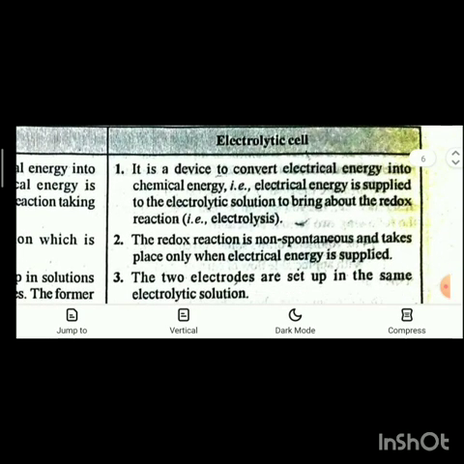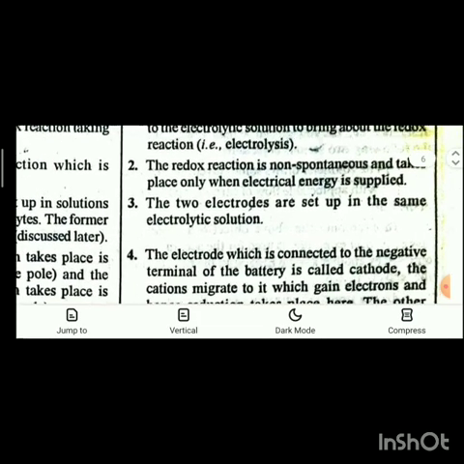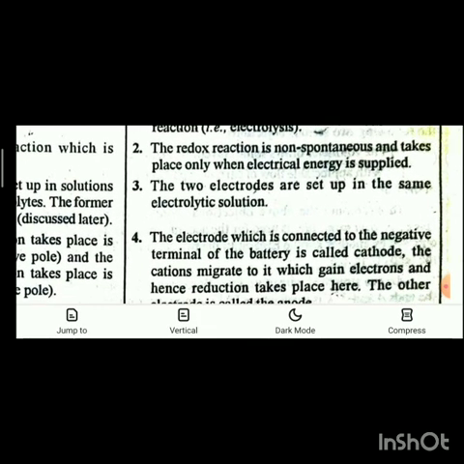Electrolytic cell. It is a device to convert electrical energy into chemical energy. That is, electrical energy is supplied to the electrolytic solution to bring about the redox reaction. That is electrolysis. The redox reaction is non-spontaneous and takes place only when electrical energy is supplied. The two electrodes are set up in the same electrolytic solution.